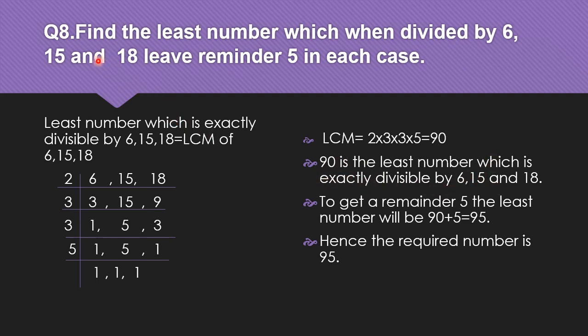But in the question, we have to find the least number which when divided by 6, 15 and 18 leaves remainder 5 in each case. So to get a remainder 5 in each case, the least number will be 90 plus 5, that is 95. Hence the required number is 95.